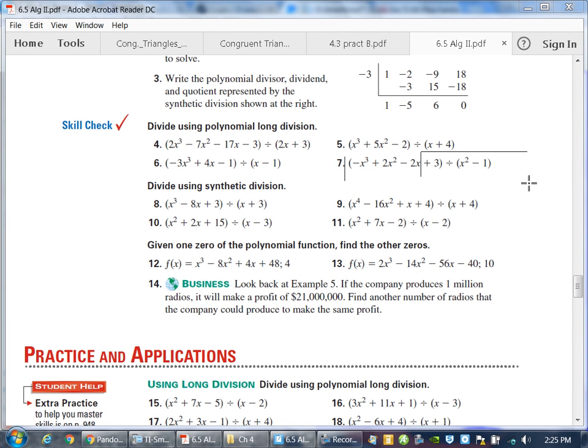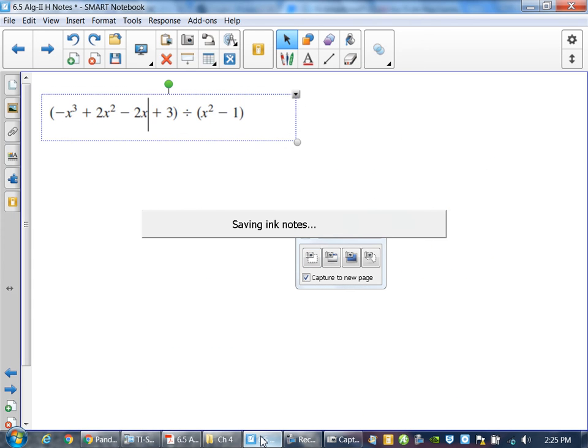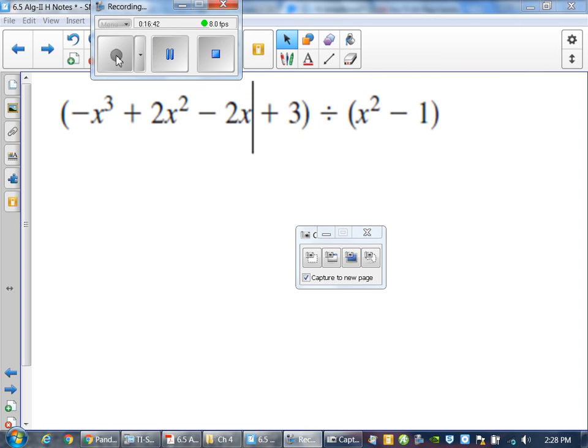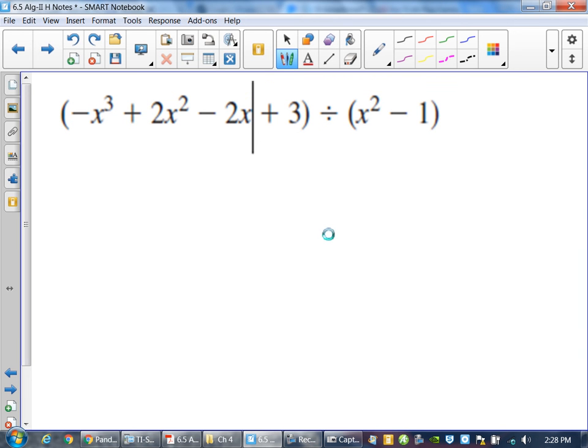Do this one. Take a minute, do this one. You have a third degree polynomial being divided by a second degree polynomial. So the third degree polynomial should have how many terms? 4. The second degree polynomial should have how many terms? 3. So what has to be in the middle of them? Placeholder. It happens all the time.